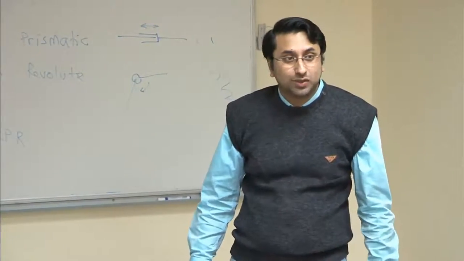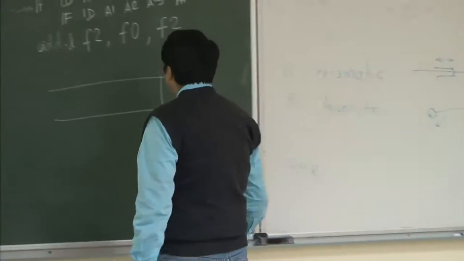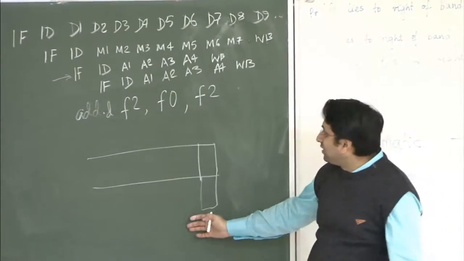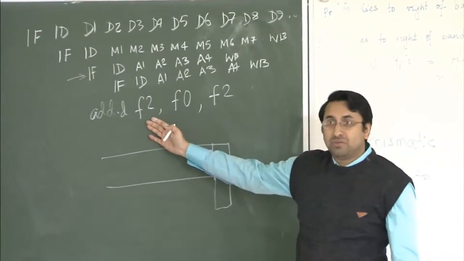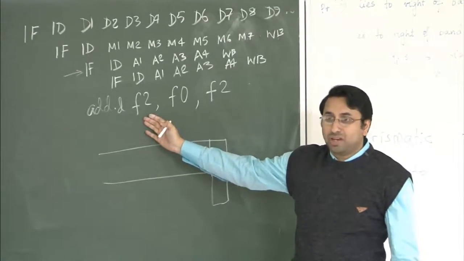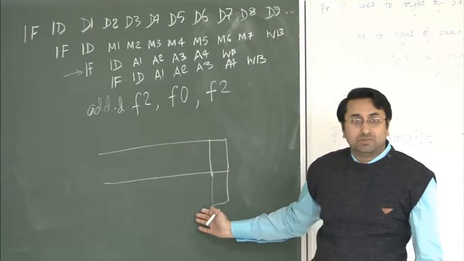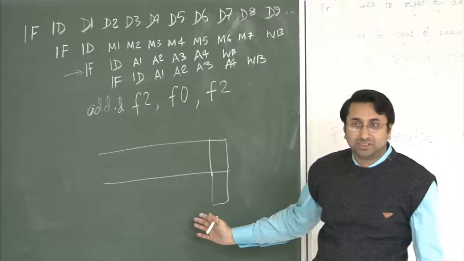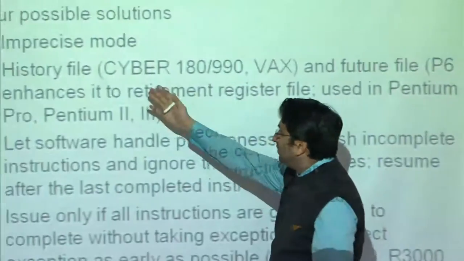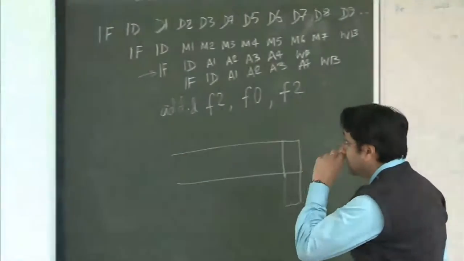Yes. So you're right. You have to bypass. Right. Exactly. Your future file now becomes part of your bypass network. Because what if the next instruction needs F2? Where will it get it from? The main file doesn't have the most up-to-date value. It's here sitting actually in the queue. So you have to bypass from the future file. Okay. So anyway, none of these actually is an easy solution. Both have complications.